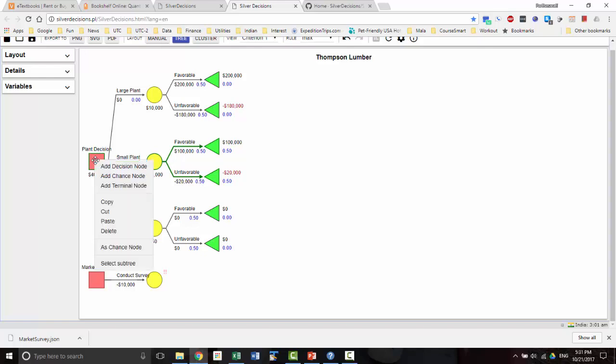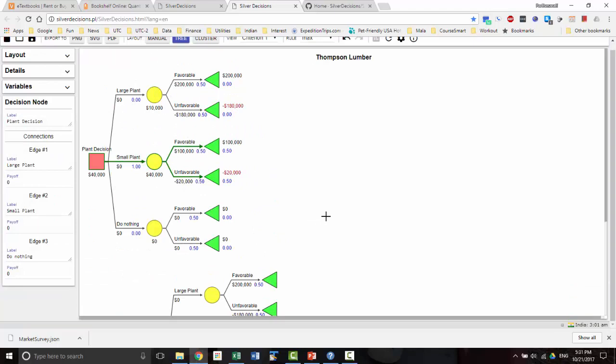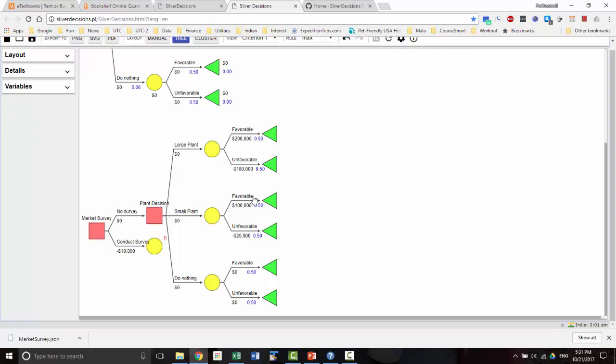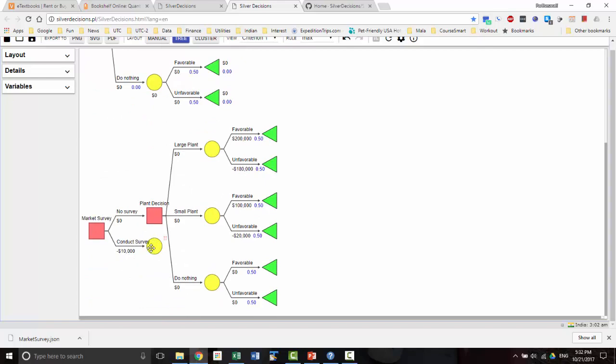So what I'm going to do is copy that and paste it to this. Now I have conduct survey and no survey. No survey means there is no change. It's exactly the same as before. Now, if you conduct a survey, you need the same decision to make after conducting the survey, so I'm going to paste the tree that I copied here.